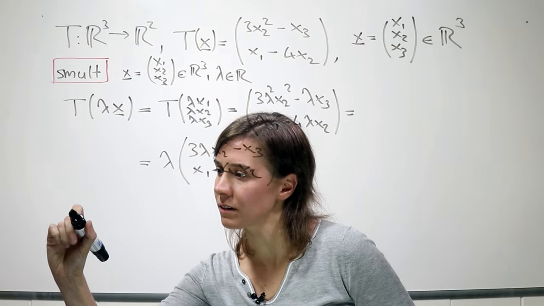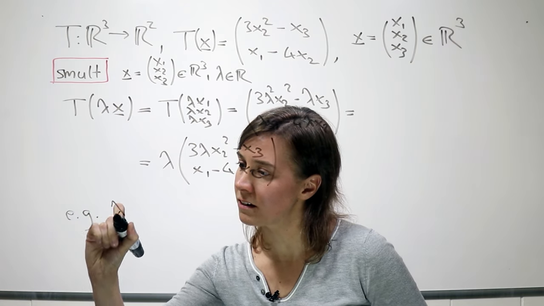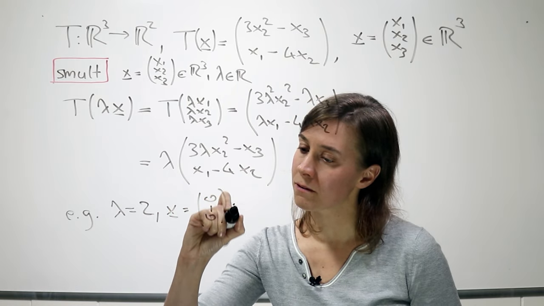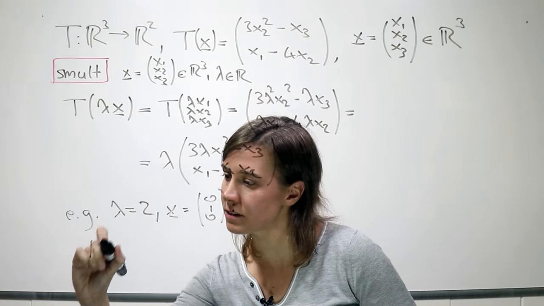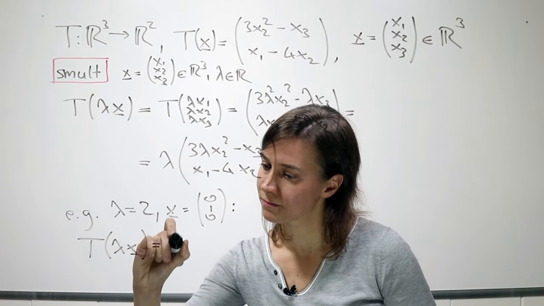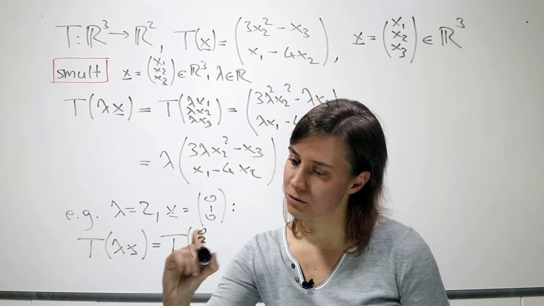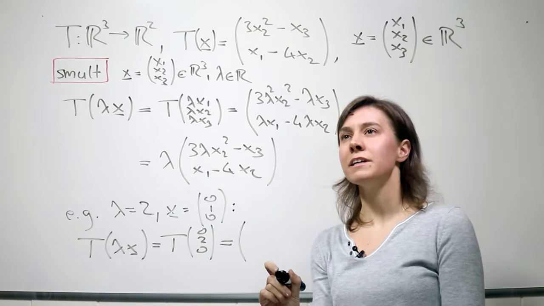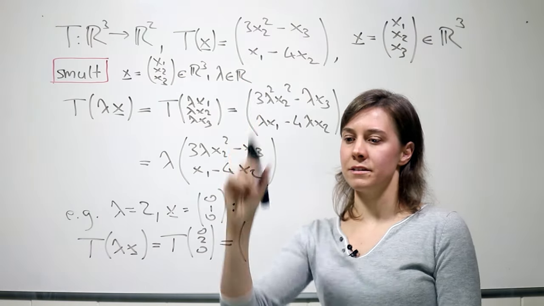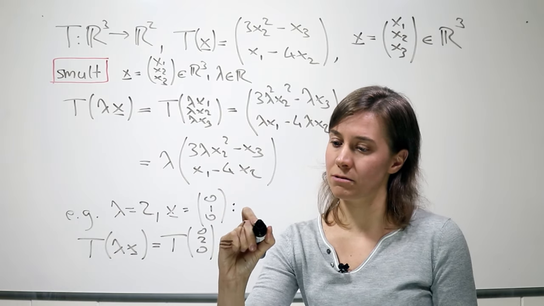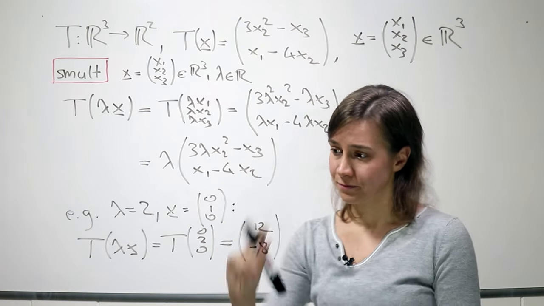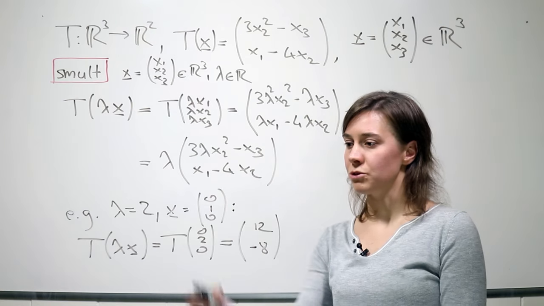So, for example, taking lambda equal to 2, and the vector x equal to 0, 1, 0, we get T of lambda times x, which is T of 0, 2, and 0. So here we get 3 times 2 squared is 12, minus 0, and down the bottom we get 0 minus 4 times 2 is minus 8. And we'd like to see whether this is equal to lambda times T of x.